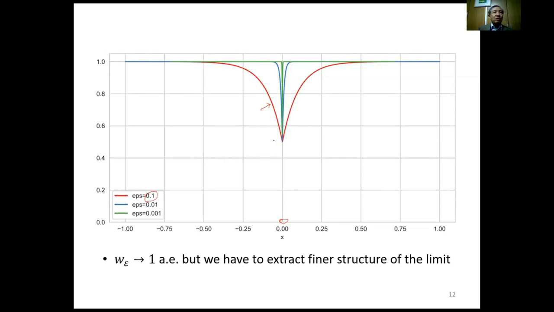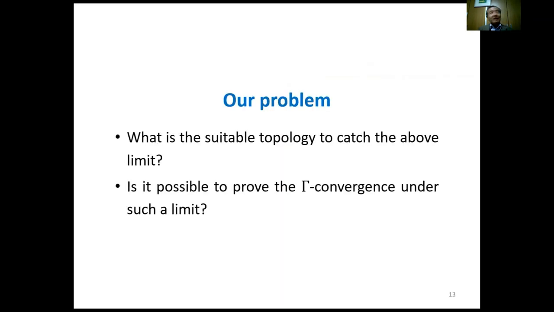And I think the bottom should be B plus one, right? Oh, I did not write B here, by the way, but anyhow, this is a picture. So what is our problem? Our problem is, what is the suitable topology to catch the above limit? And is it possible to prove the gamma convergence under such limit?